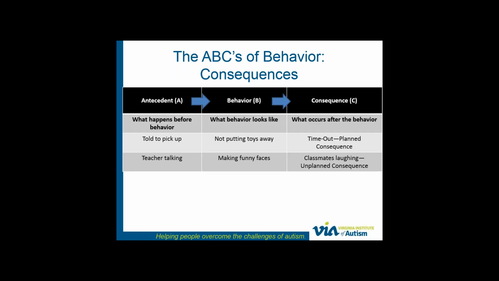But if sister's laughing every time that the child's having problem behavior when they're not picking up the toys, that's an unplanned consequence. You're not controlling it, but that consequence may impact that child's behavior. Does that make sense? So that's why we have to be really aware of what's happening after and try to control as much of it as we can if we want to change behavior.